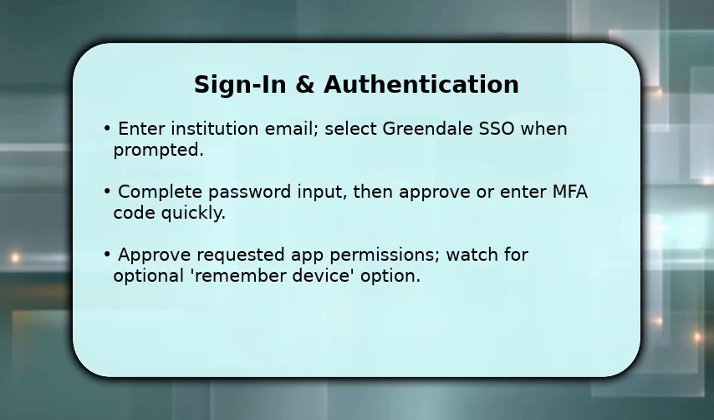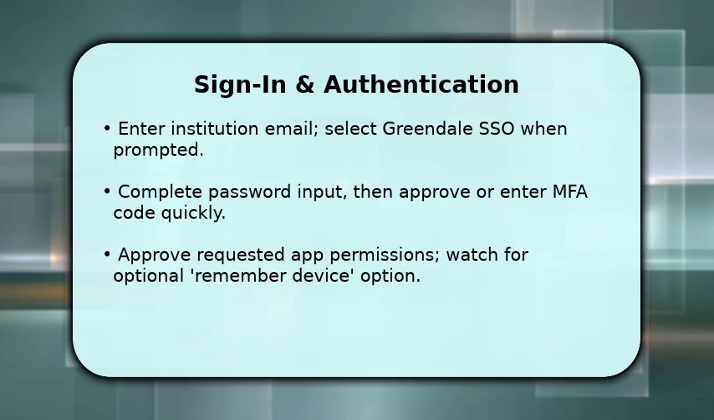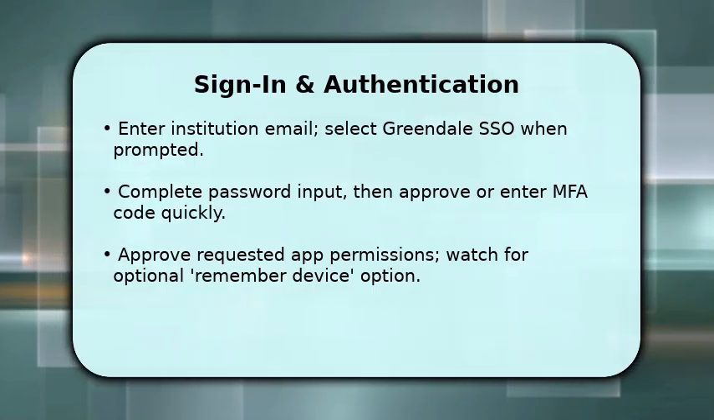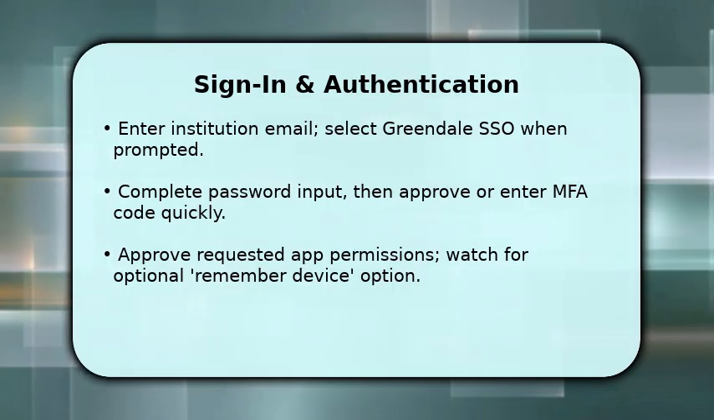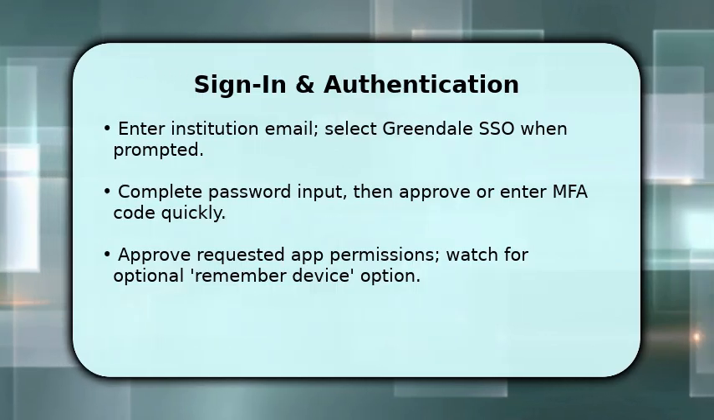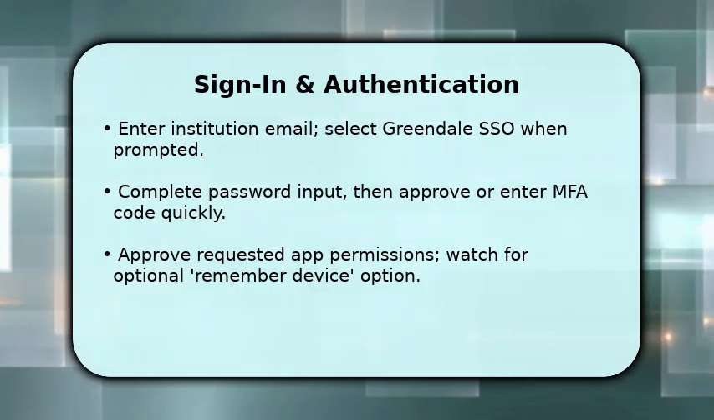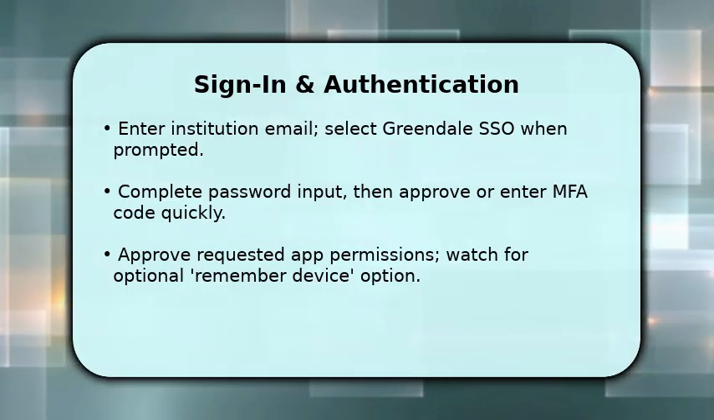You'll now sign in, type your Greendale email, choose the Greendale SSO provider if shown, and enter your password. Once submitted, the system will invoke MFA, either push approval or a code, so approve or paste the 6-digit code promptly. Once authenticated, review any consent screens and grant minimal permissions required. This avoids blocked resources later.